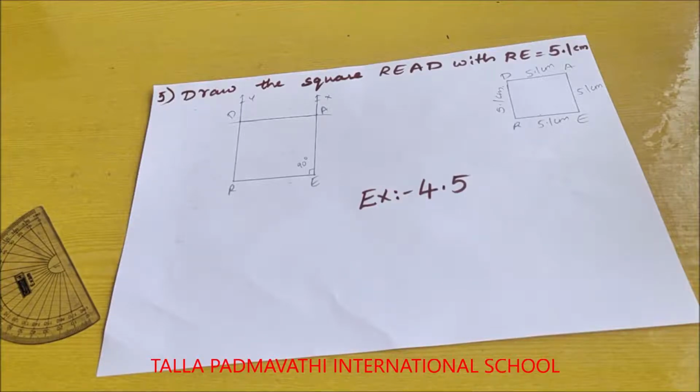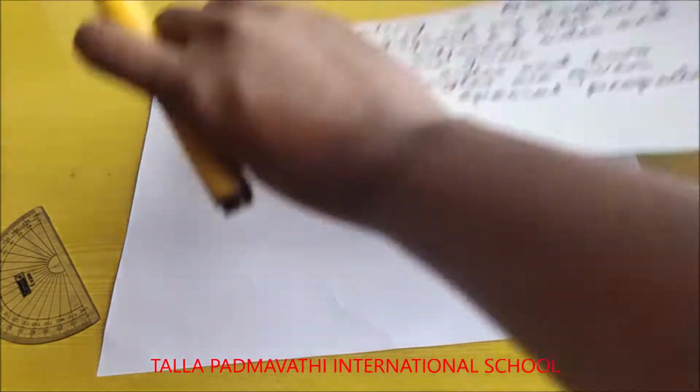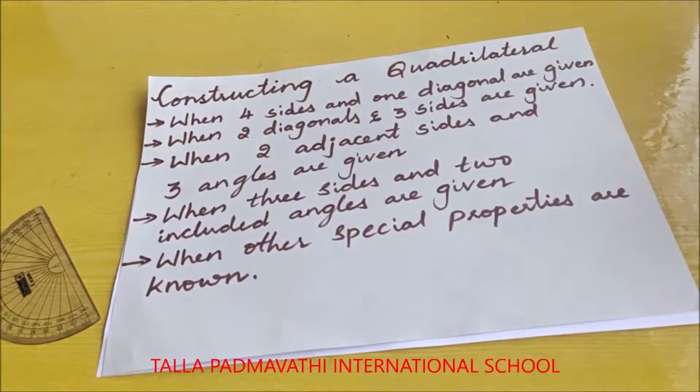So children, you have to take one problem from each exercise and you need to construct the quadrilaterals of all these 5 types that I have shown you. Okay, from each exercise you take one problem and construct the quadrilateral. This is the project for you children.